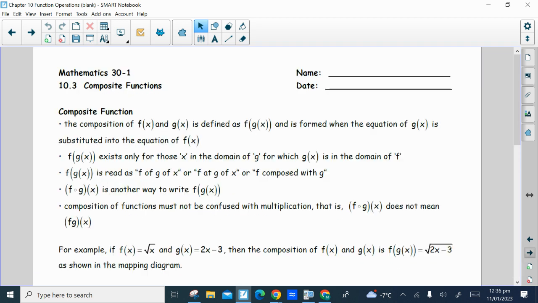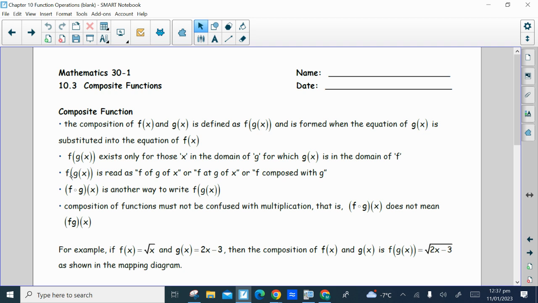So the composition of f(x) and g(x) is defined as f(g(x)). It is formed when g(x) is substituted into f(x). So you're working from the inside out, okay? f(g(x)) means that g is substituted into f. Wherever you see a variable in f, you're going to replace it with all of g. That's how this works. So f(g(x)) exists only for those x in the domain of g for which g(x) is in the domain of f, meaning any non-permissible value won't work.